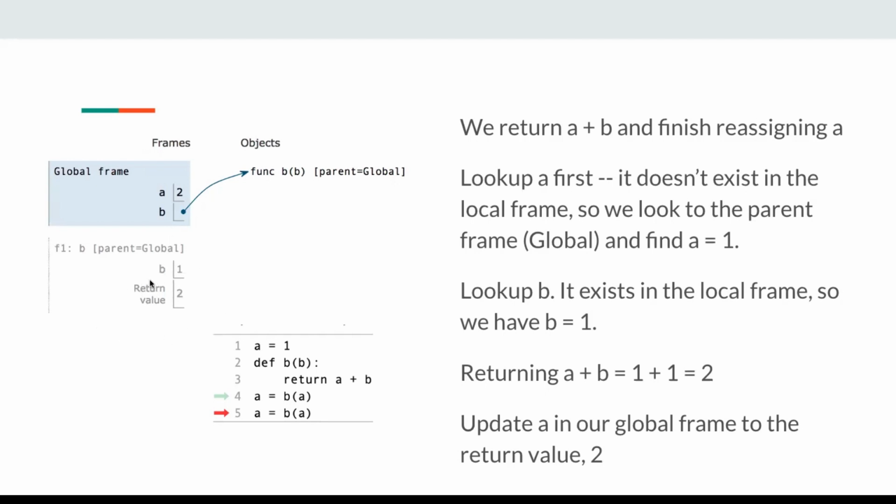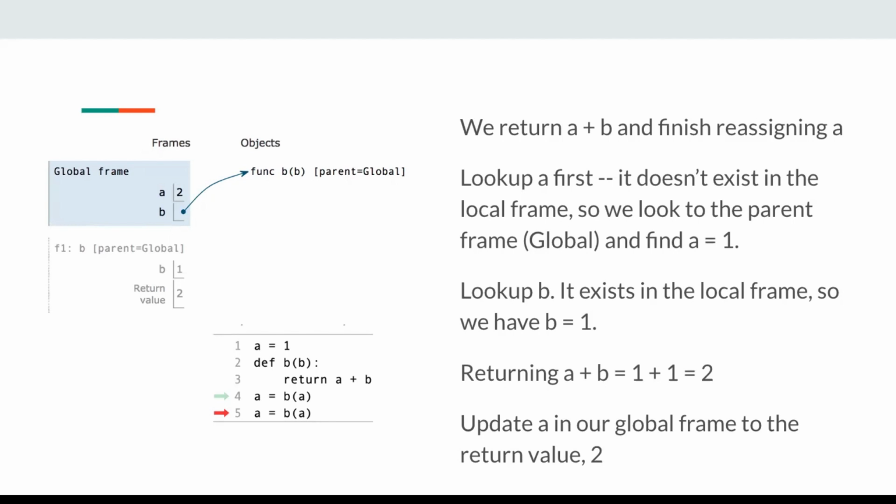And notice on line 4, we say a equals b(a). So we are mutating our global variable a. So a is no longer 1, it is now 2, because our F1 return value was 2. Does anyone have any questions? Okay. And that is just line 4.